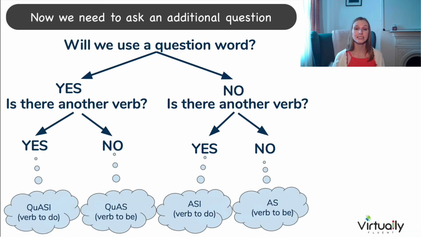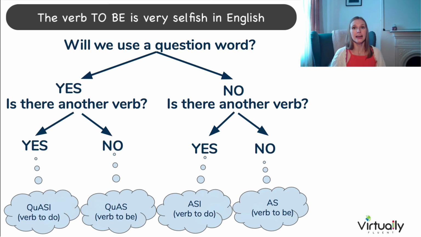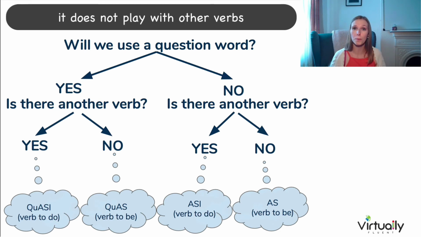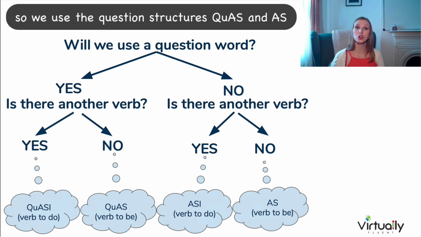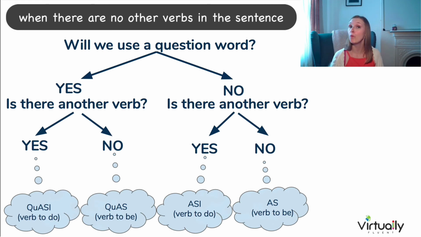Now we need to ask an additional question to separate these four structures. The verb to be is very selfish in English. It does not play with other verbs. So we use the question structures QUAS and AS, with the verb to be as the auxiliary verb, when there are no other verbs in the sentence.